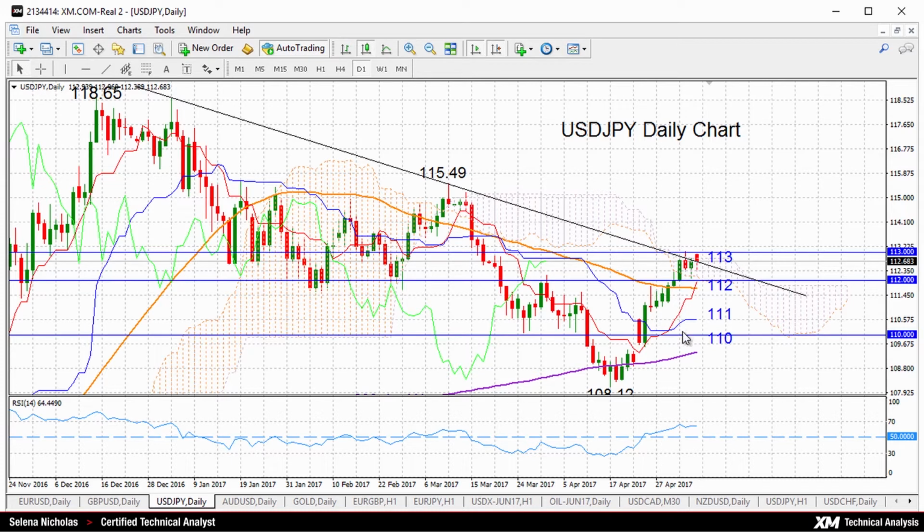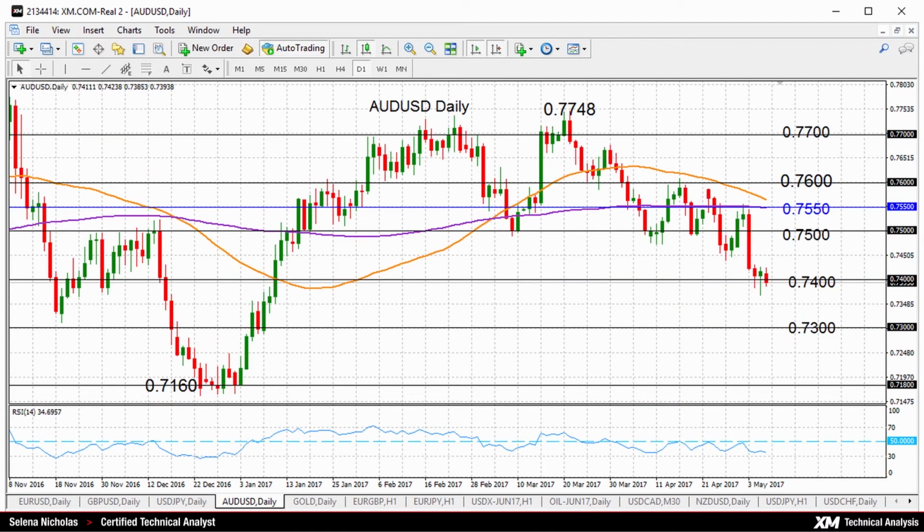But if we look at the bigger picture, since December there seems to be a declining trend line, and dollar yen is challenging this trend line now, and it's trying to break above 113 and also above the Ichimoku cloud. Let's take a look at Aussie dollar.